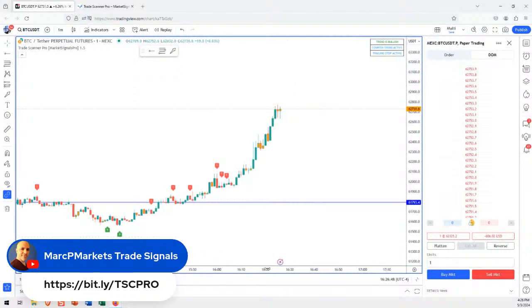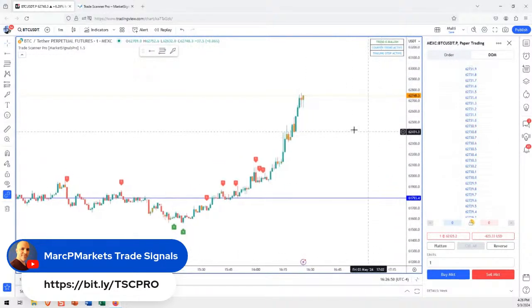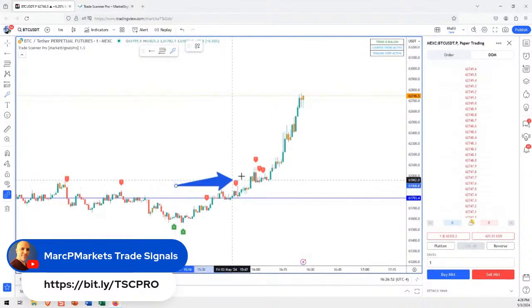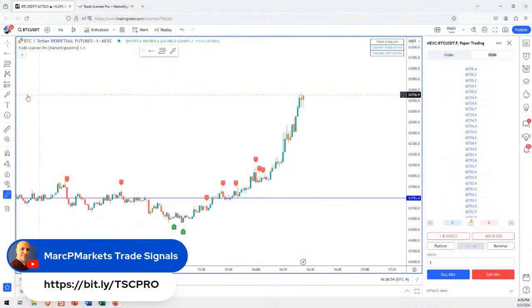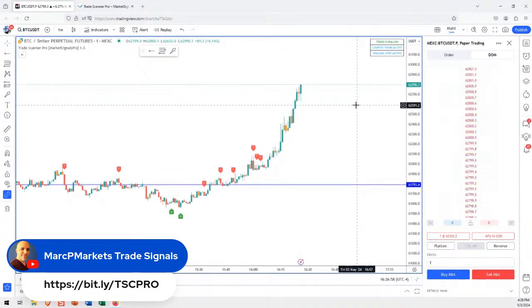Okay, so I keep getting these warnings. They haven't been paying off. I mean, look at this move. So I was shorting all this over here, and this thing's just vertical. Looks like it's going to continue.